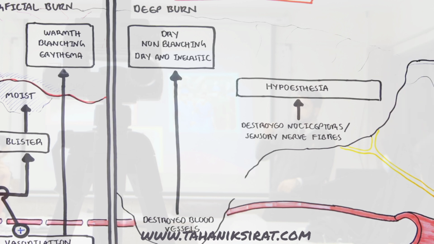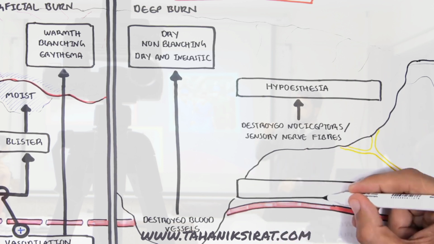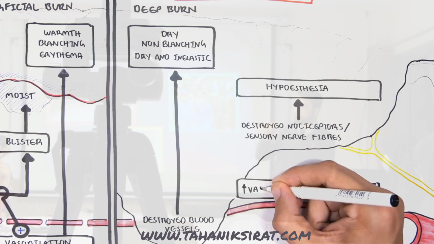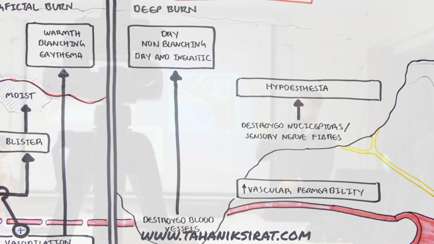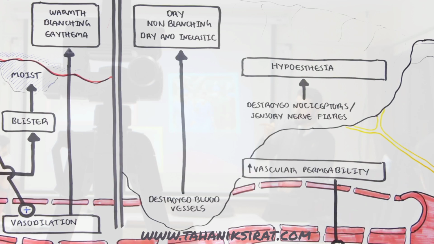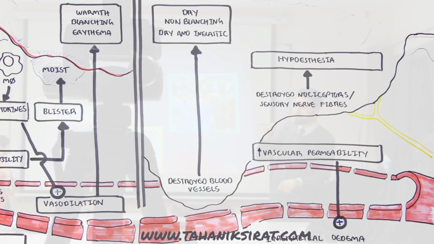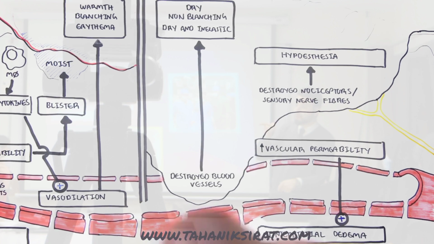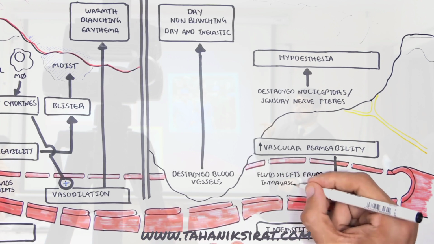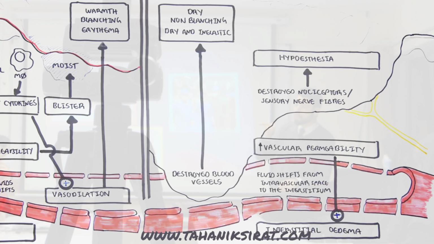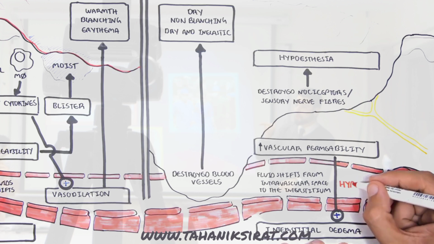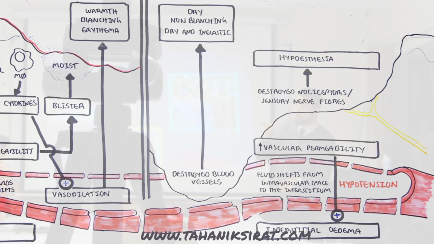Obviously, not all your blood vessels are damaged. The functional blood vessels will react to the cytokines produced around the area. The vessels will increase vascular permeability, which will cause fluid to shift out, causing interstitial edema. So fluid shifts out from the intravascular space, so the blood vessel, and into the interstitium, and this huge amount of fluid coming out of the vessels will result in hypotension, so circulatory shock even. Hypotension as a result of the shift of fluid occurs more in deep burns rather than superficial burns.